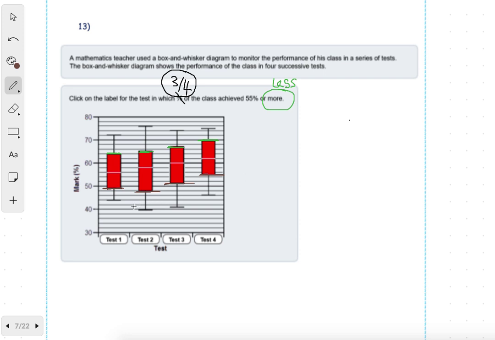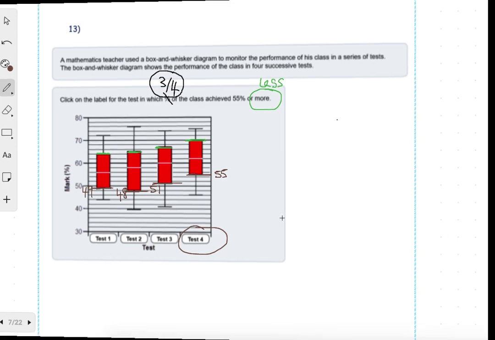Now when you start reading the numbers off, this one looks like about 49. This one looks about 48. This one looks like it's about 50, 51. And this one looks like it's 55. I think that's right. Yep, so this would be the answer to this question. It's test 4. But that's not the important bit. The important bit is you need to get your head round whether you're looking at the upper or the lower quartile, and just the fraction on its own is not enough to tell you that.